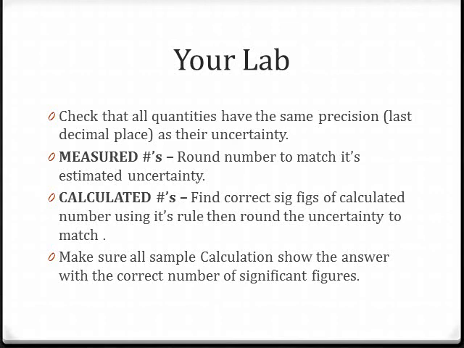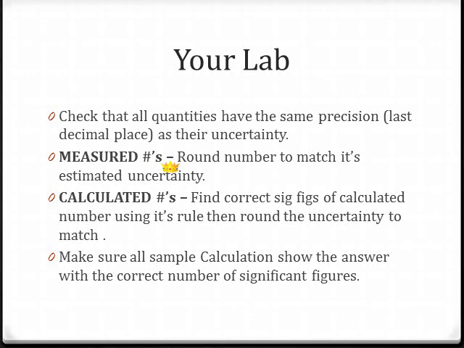So now what you need to do in your lab is go through and look at every single number in your lab. And you need to make sure that anytime you have a quantity that was measured or calculated, it has the same precision, or in other words, the last decimal place has the same precision as its corresponding uncertainty. Okay, and with measured numbers, if they don't match, you've got to round the number to match the uncertainty, right? Because the uncertainty is king with measured numbers.